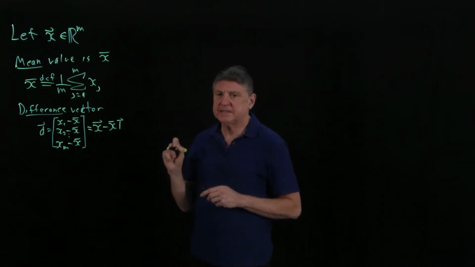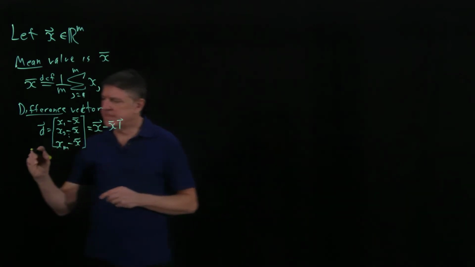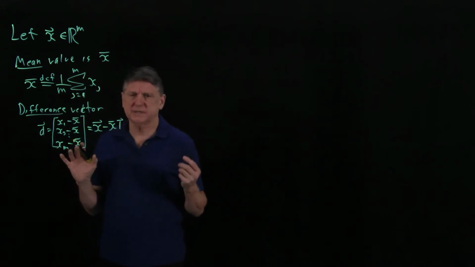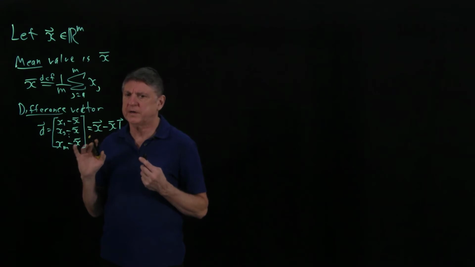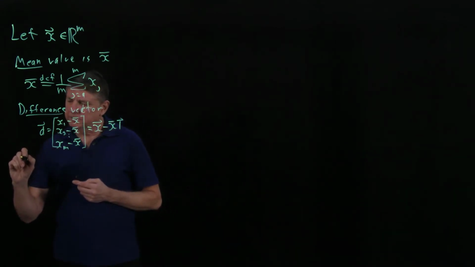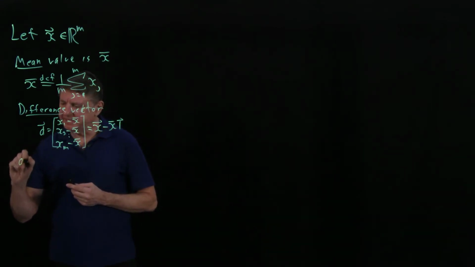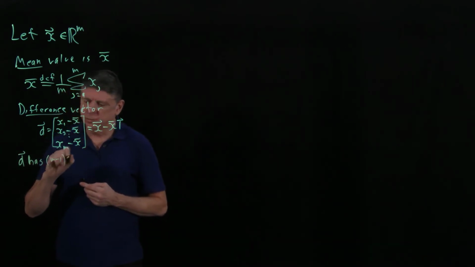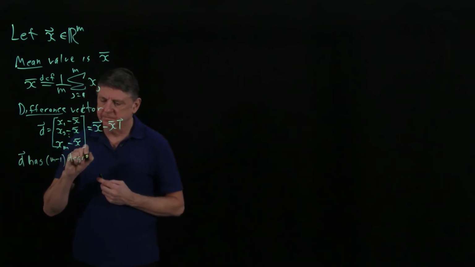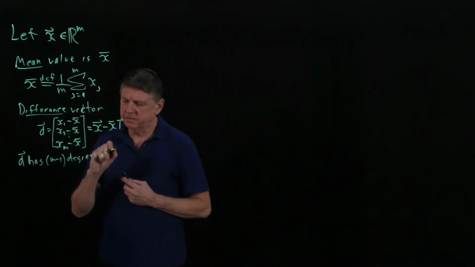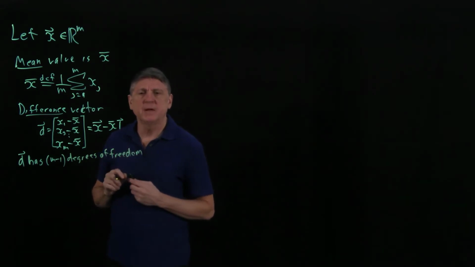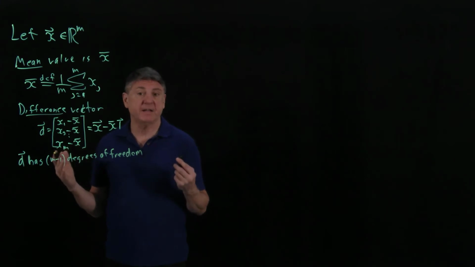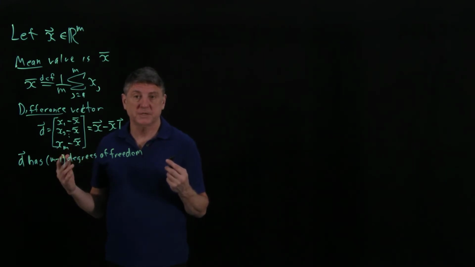Now, in statistics, we won't use a lot of statistics, but we will use about three of their concepts quite often. And we will say that d has m minus 1 degrees of freedom. We've come across this term, degrees of freedom, and what we mean is distinct values that we need to perform the computation.